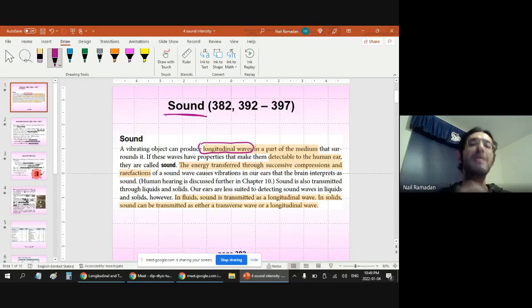The second thing is sound is always a longitudinal wave all the time. All right. So what exactly is sound? Well, sound needs what? A sound source. So the old philosophical question: if a tree falls in the woods and no one is around, would it produce a sound?